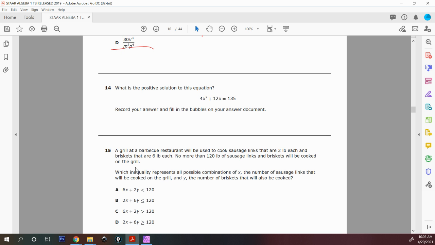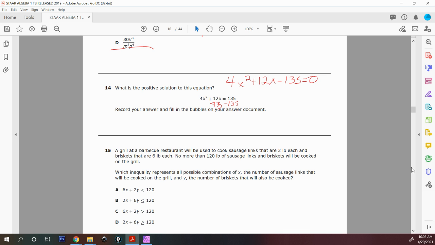What is the positive solution to this equation? Well, this equation is not set up to find an answer because of this 135. It actually needs to be over here on this side. So I need to subtract 135 from both sides. That gives me 4x squared plus 12x minus 135 equals 0. Now it's ready for the quadratic formula.